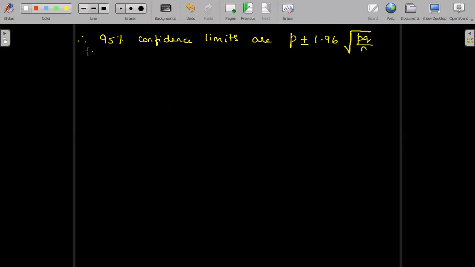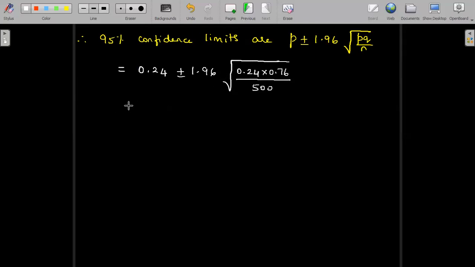So let us substitute all the known things. P is nothing but 0.24 plus or minus 1.96 into square root of PQ divided by N. So that is 0.24 multiplied by 0.76, the whole divided by N, which is 500. So we observe that X is anyway not there in the formula. So if you write it down also fine, don't write also, that's okay.